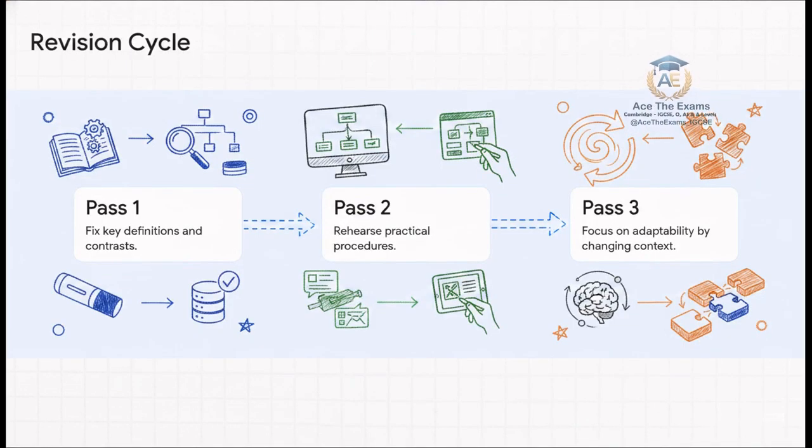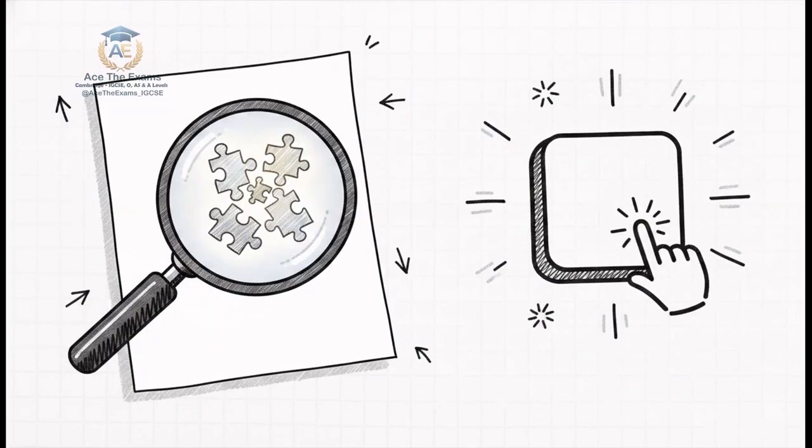So level up your revision cycle. Fix definitions, rehearse procedures, and crucially, always adapt to new contexts. Context is everything. But what if you misread the hidden command words? Find out in our next explainer.